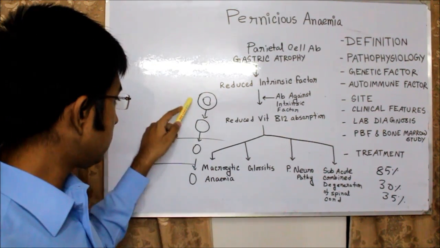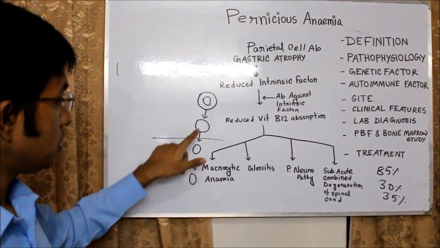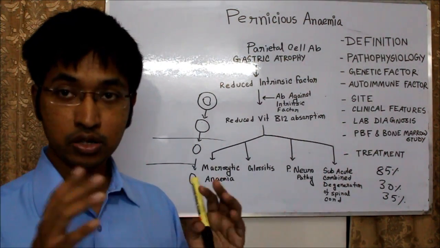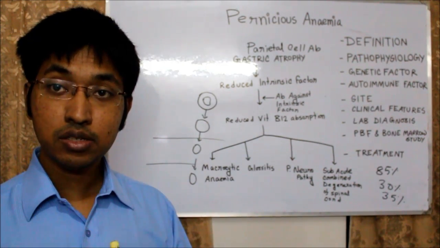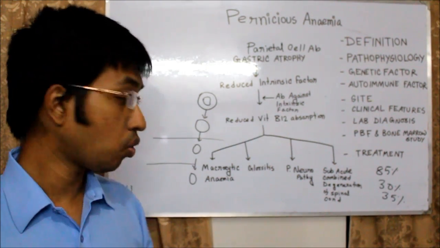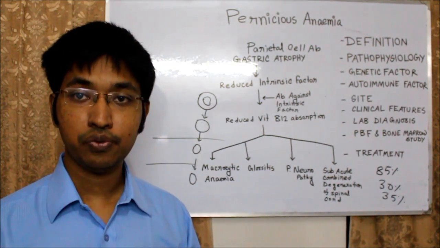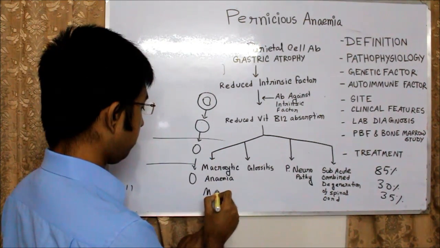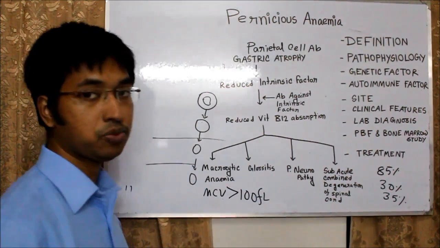As the cell division stops, look at the size of this cell compared to this cell. This one is larger, right? So they result in formation of large cells in the bone marrow, which are known as megaloblasts, and the RBCs formed from those megaloblasts are known as macrocytes. And remember, we say RBC in the peripheral blood is macrocytic when MCV, the mean corpuscular volume, is more than 100 femtoliters.